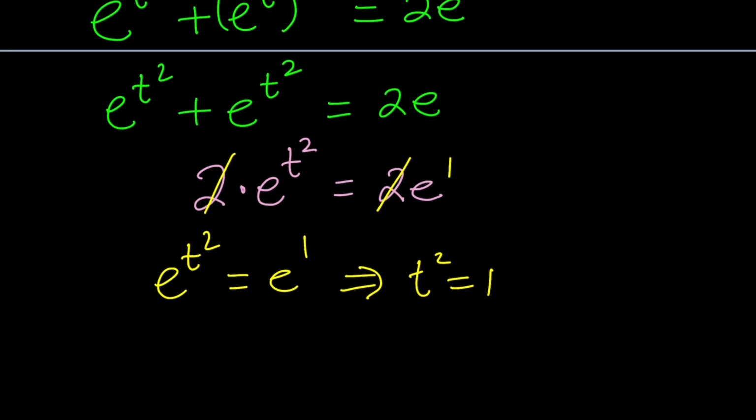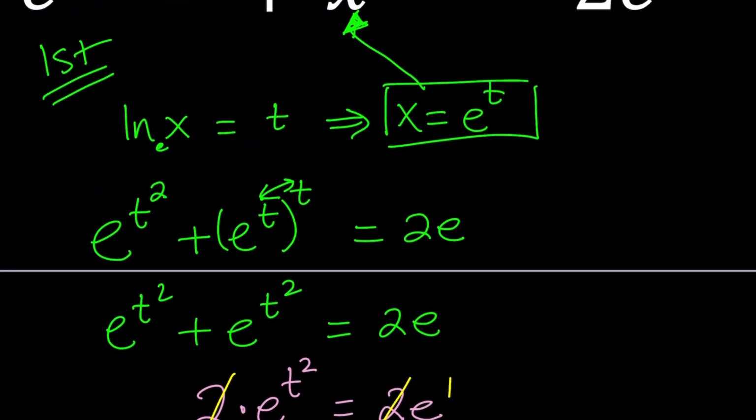And that implies two things, right? One of them is t equals 1, and the other is t equals -1. Wait a minute. We have the log. And if you're looking for real solutions, can t be negative? And the answer is yes, because t has nothing to do with logs. Well, sort of. It's on the other side of the log, so it's good. We're safe.